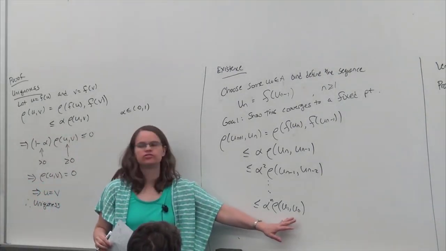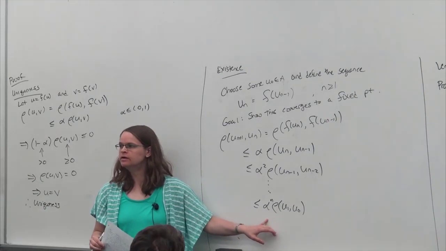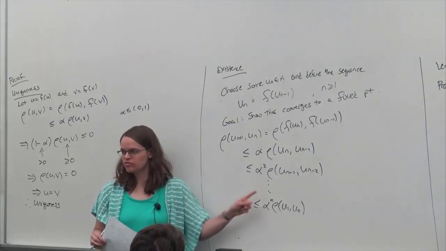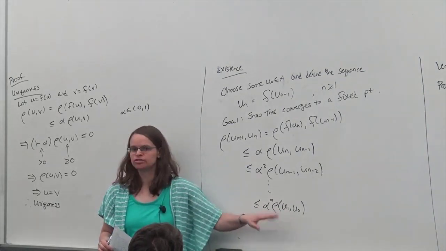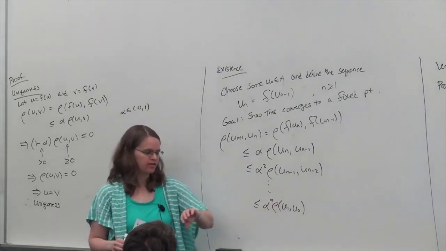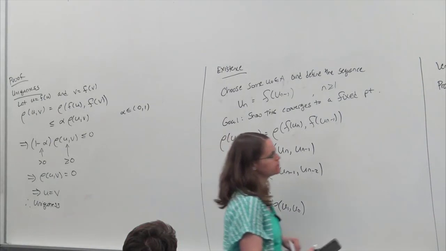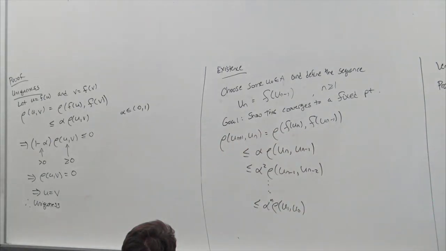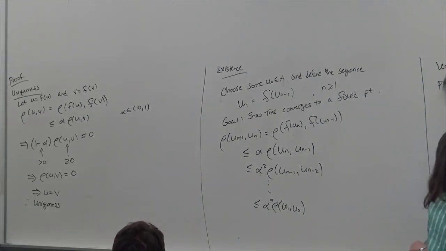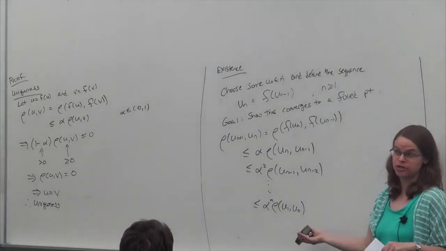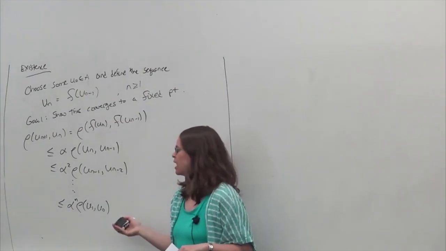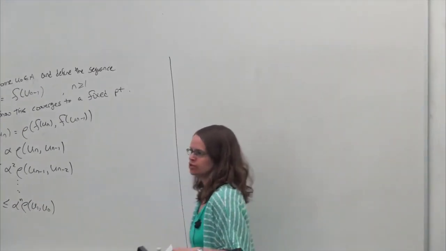And now this is just some number. Alpha to the n, which is pretty small. If n is big, this is pretty small. And this is just some number, and it doesn't depend on n anymore. It just depends on how I initialize. Okay, so this is a little better than just saying terms get closer together. It gives me a rate at which they get closer together. And I'm going to exploit this rate to show that I have a Cauchy sequence.